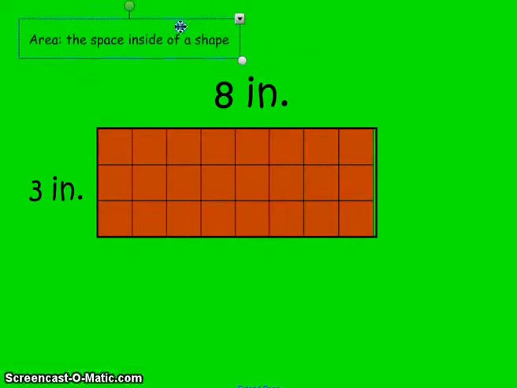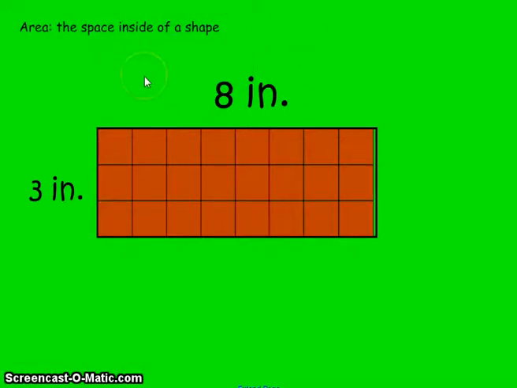So perimeter is talking about outside. Area is talking about the space that is inside of a shape. And we find area differently than we find perimeter. Perimeter is asking us how long or how many inches would it be, how many feet would it be all the way around. Area is asking us about the inside. And whenever we measure area, we're always going to measure it in some kind of square units. Think about area as asking how many squares will fit into a shape.